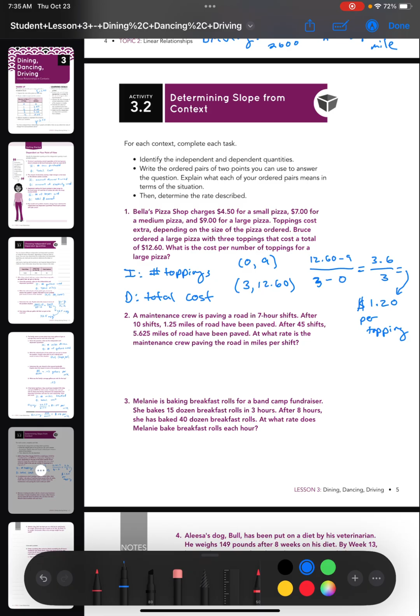Now, just want to point out, they love to throw in some information that is unneeded here. For instance, we don't need to know that their shifts are 7 hours. That's just an extra number put in the problem to see if we can cause some confusion, because we're looking at miles paved and shifts, not how many hours are in the shift. So our independent variable is the number of shifts, and our dependent variable is the number of miles paved.